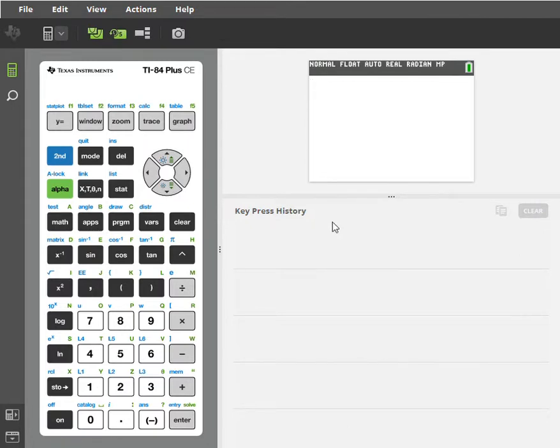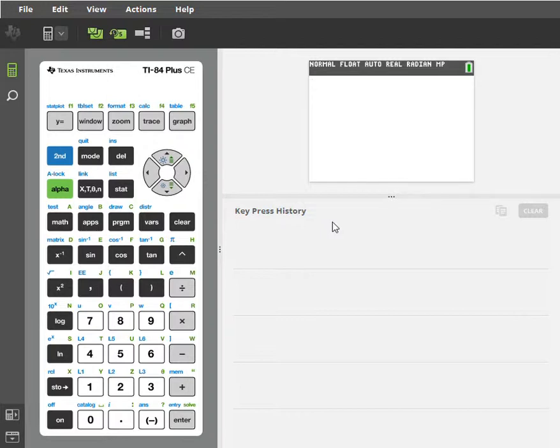Alrighty, let's go ahead and use our TI graphing calculator in order to find a confidence interval where we do not know the population standard deviation. So now we are going to do the same thing we just did, but for a t distribution instead of a z distribution.